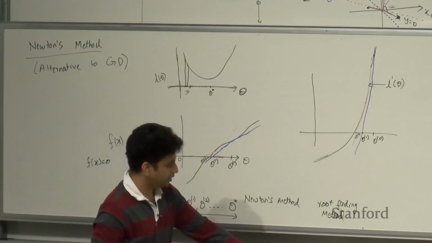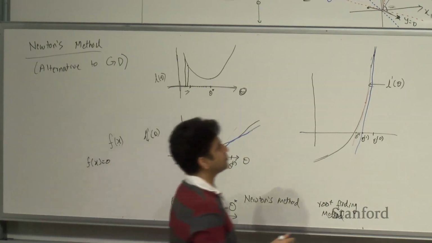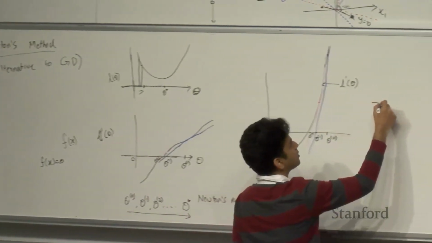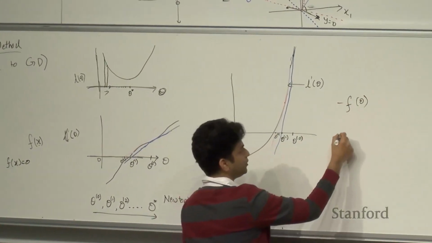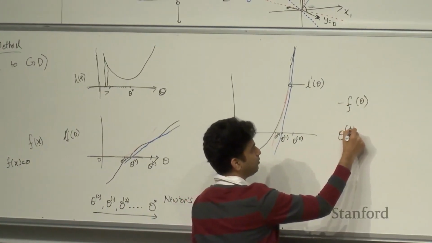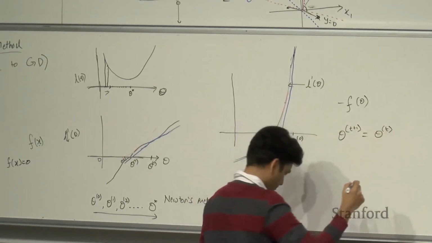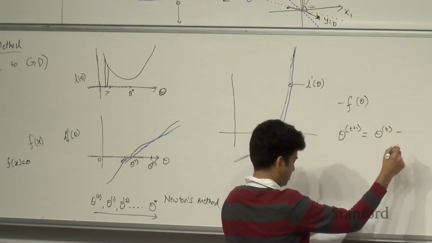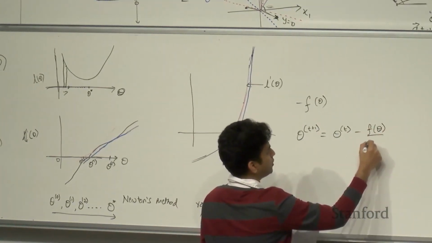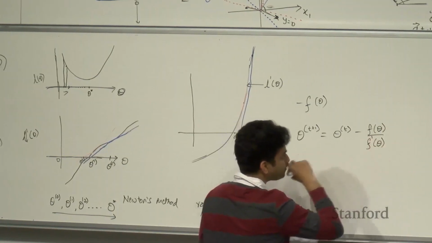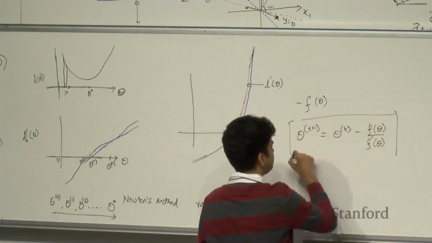Right? And the update rule for Newton's method is, supposing we call this f of theta, the update rule for Newton's method is theta of t plus 1 equals theta of t minus f of theta over f prime of theta. Right? This is the update rule for Newton's method.